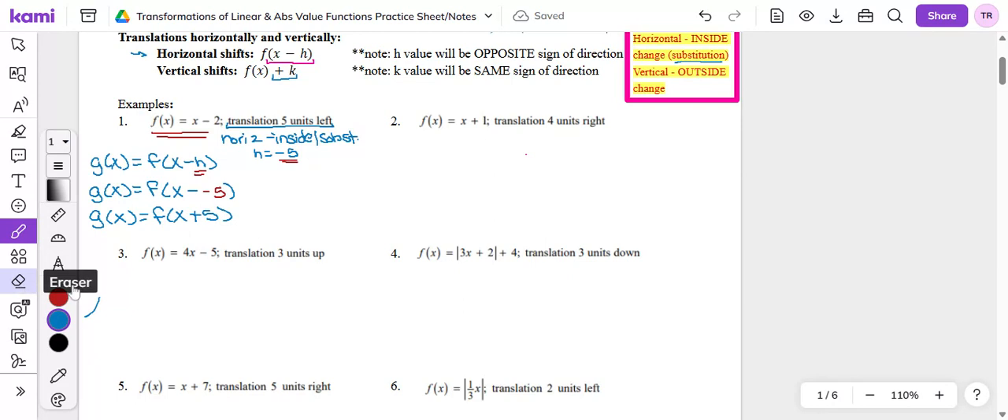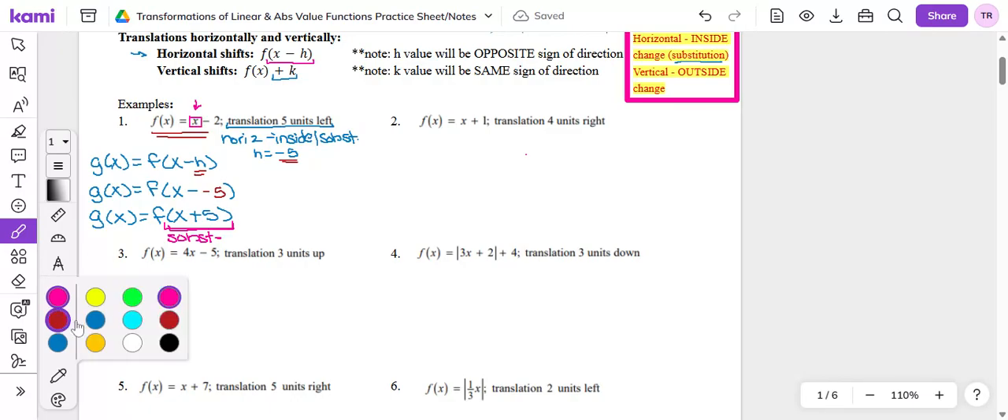Okay, so now this is all thoughts still, right? I'm thinking of how I am going to use this information of translating 5 units to the left and create a new function. Well, the new function is now going to be created by using the original function and substituting, so I'm going to substitute this into the x of the original function, right? So I want to now actually do the work. I'm going to take the original function.